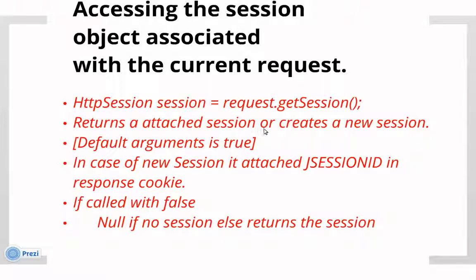It returns an attached session or creates a new session. If a session does not exist, in that case it will create a new session. By default, getSession takes an argument of true. If we don't specify it, that means it's true. We can write request.getSession(false), which means return an attached session or return null. It won't create a new session. If the session exists, the JSessionID cookie is read and the data is found, and we can use it further.